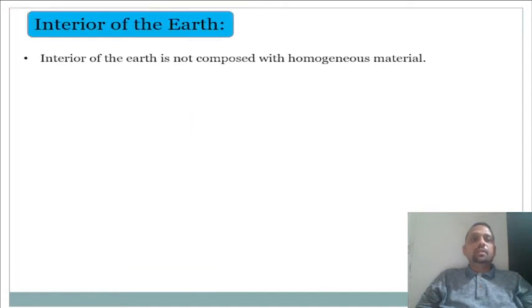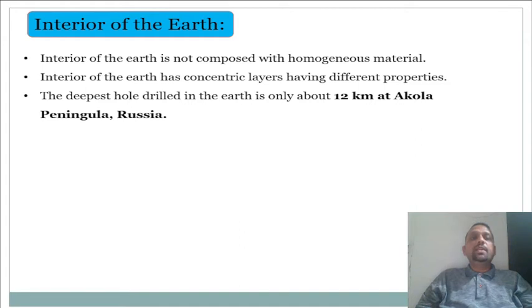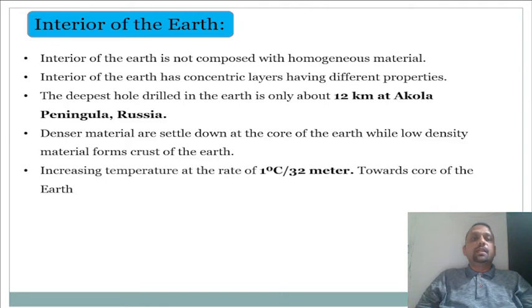The interior of the Earth is not composed of homogeneous material. It is heterogeneous material. The interior of the Earth has concentric layers having different properties. The deepest hole drilled in the Earth is only about 12 km, at the Kola Peninsula in Russia. Denser materials settle down at the core of the Earth, while low density material forms the crust of the Earth. Temperature increases towards the core of the Earth at the rate of 1 degree Celsius per 32 meters.